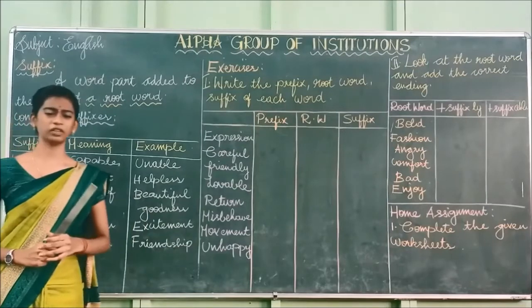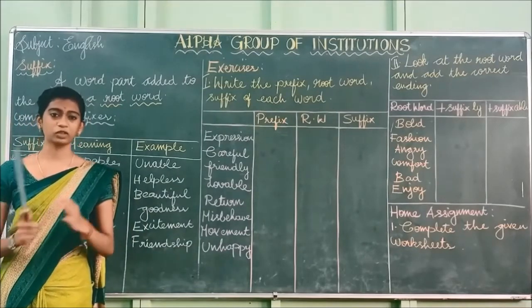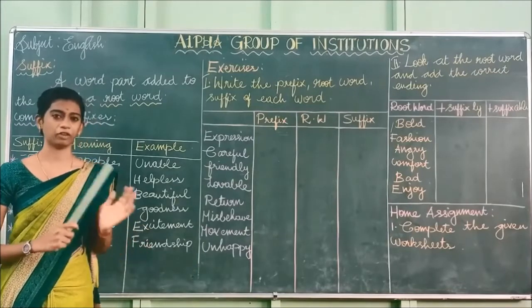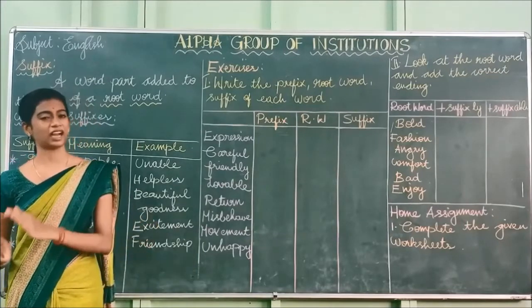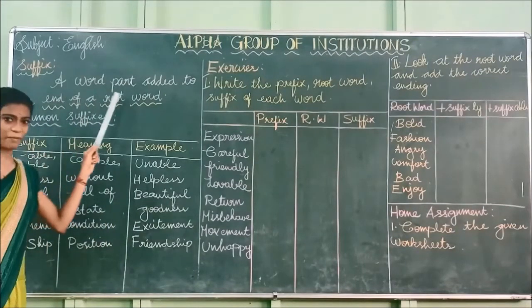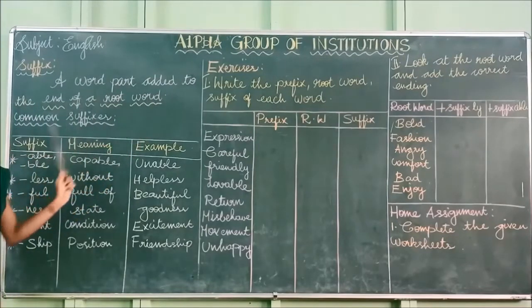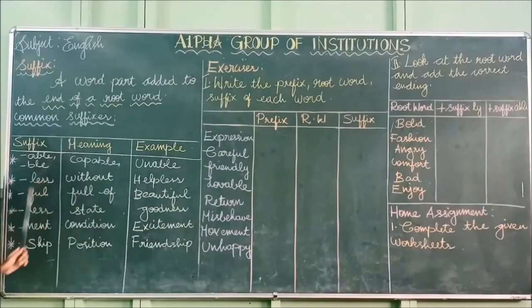In prefix, what do we do? Yes, we add the group of letters to the beginning of the root word, and for suffix we add it at the end of the root word. Okay, so don't confuse. A suffix is a word part added to the end of a root word. Have you understood? Okay, so I have written some common suffixes here.